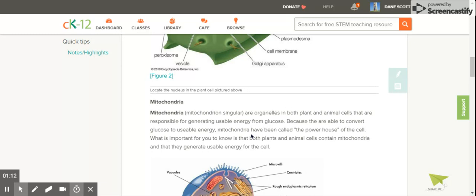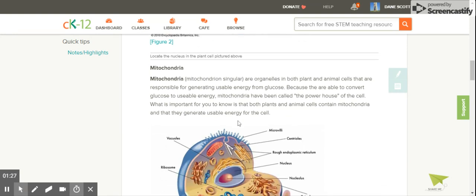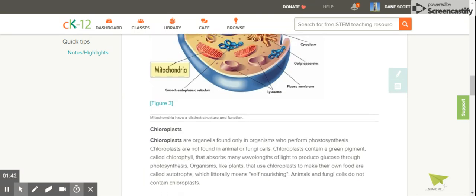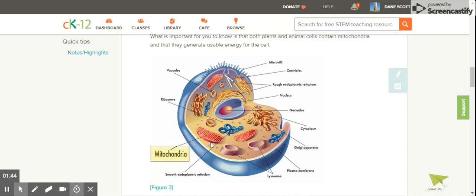Mitochondria. Mitochondria are organelles in both plant and animal cells that are responsible for generating usable energy from glucose. Because they are able to convert glucose to usable energy, mitochondria have been called the powerhouse of the cell. What is important for you to know is that both plant and animal cells contain mitochondria and they generate usable energy for the cell. And actually, this could be extended to bacteria, fungi, protists. All cells have mitochondria. Notice mitochondria's structure, and its function is to generate usable energy from glucose.